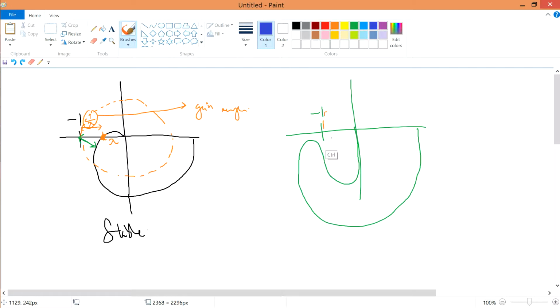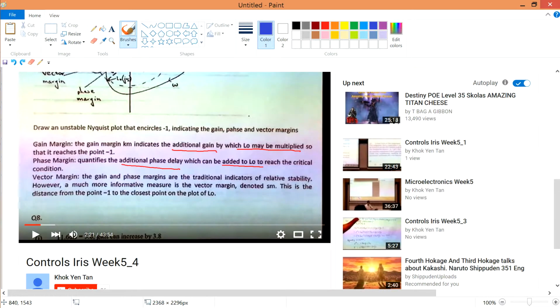Let's use this graph since we already drew it. This thing over here, we call the vector margin, or 1 plus L0. If you still remember, this is your S inverse, 1 over your sensitivity function. It's telling you the distance from -1 to your L0. That's all. The vector margin is denoted by SM, meaning S margin, where M is margin. This is the distance from the point -1 to the closest point on the plot of L0.